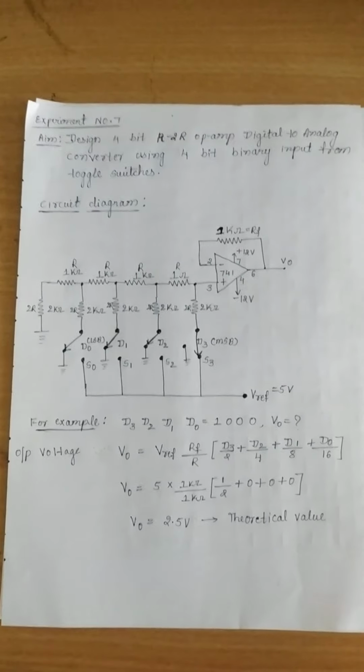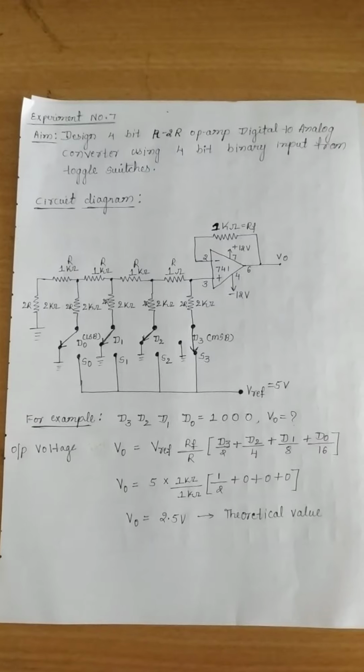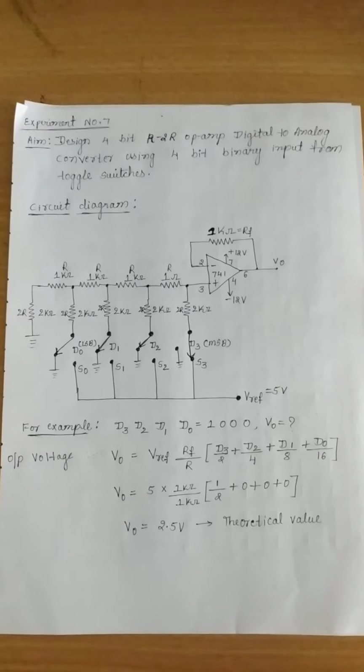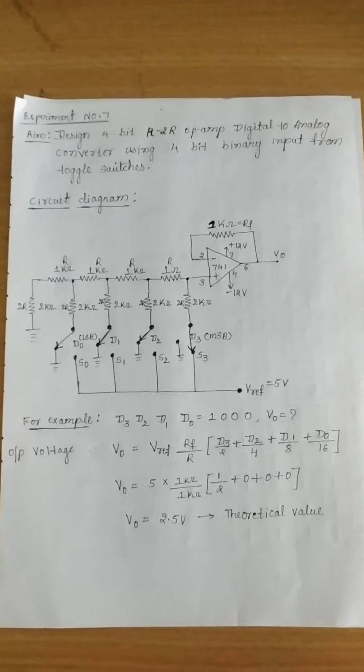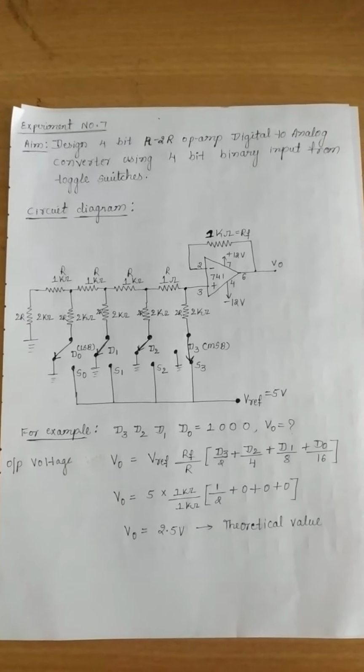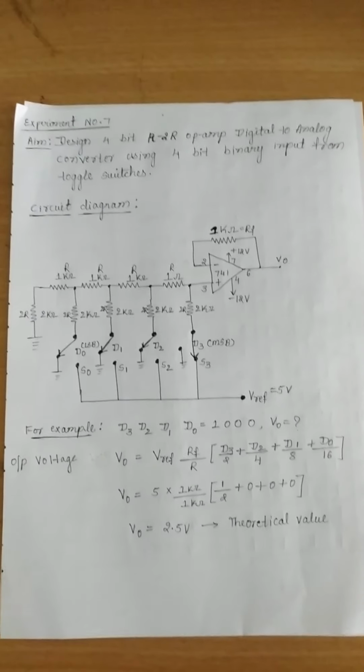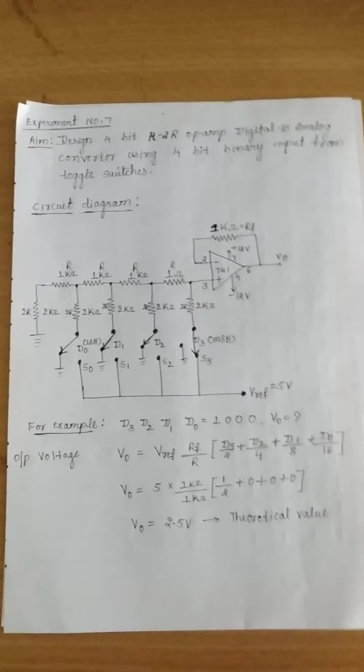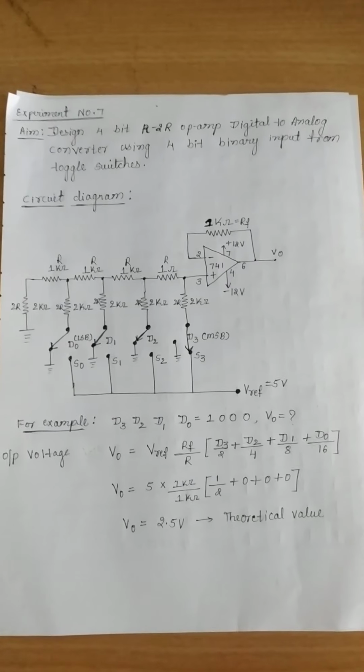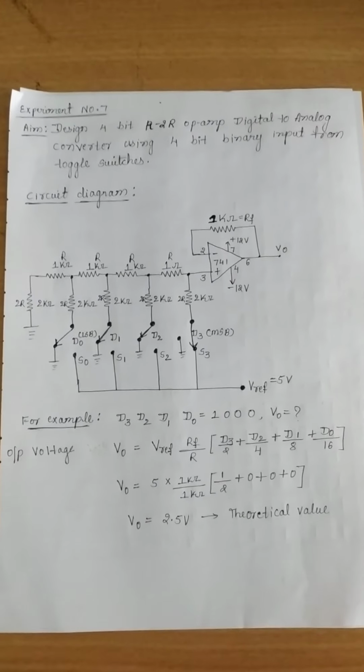Okay, today we'll do experiment number 7. The aim of the experiment is to design a 4-bit R-2R op-amp digital to analog converter using 4-bit binary input from toggle switches. Okay, this is the aim of the experiment.